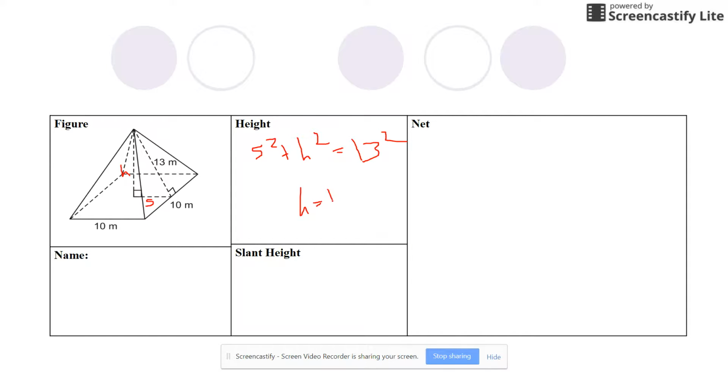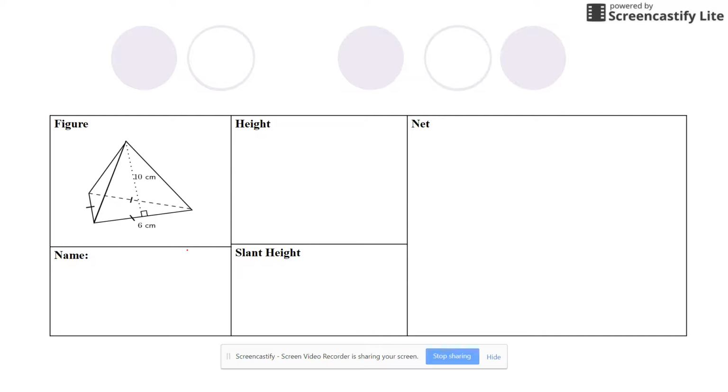Next one, the base is a triangle. So this is a triangular pyramid. There's an equilateral triangle here. The net is going to be a triangle with triangles coming off of it. So this middle part is the base. Looks like they're giving us the slant height as 10, and one side is 6. So we have 3.